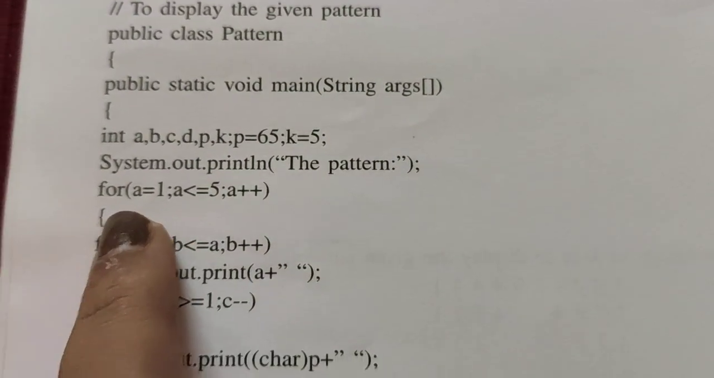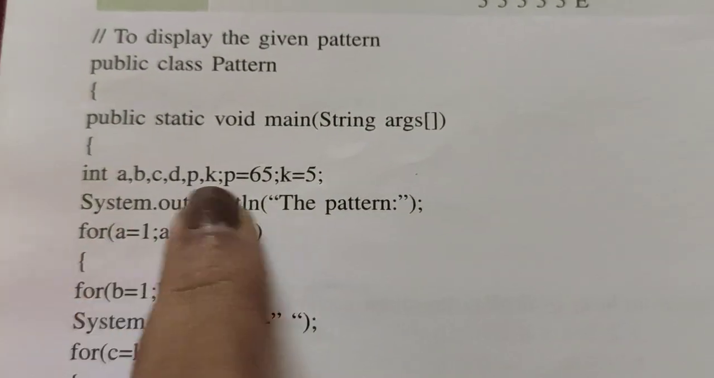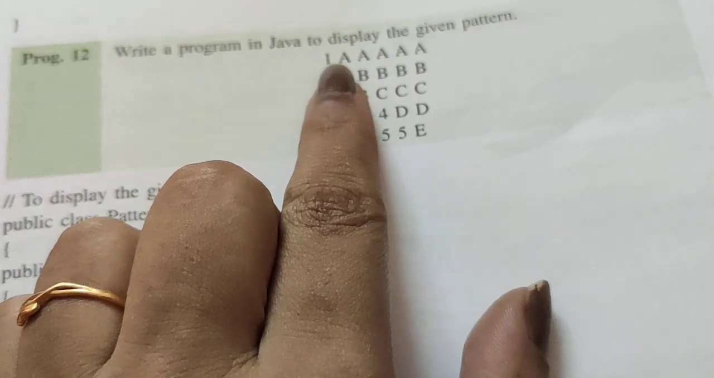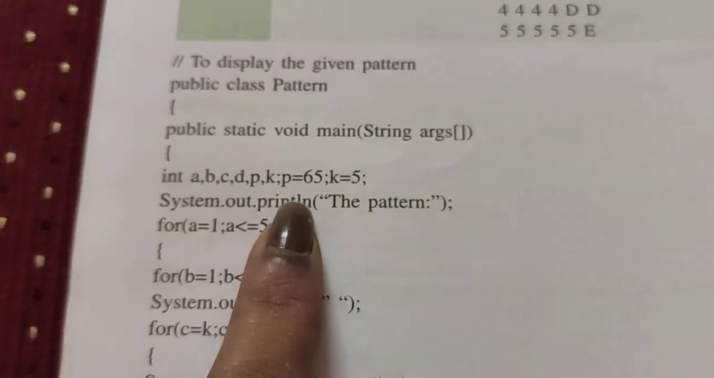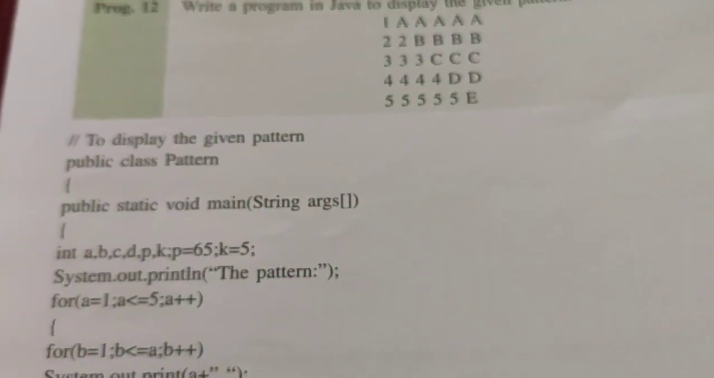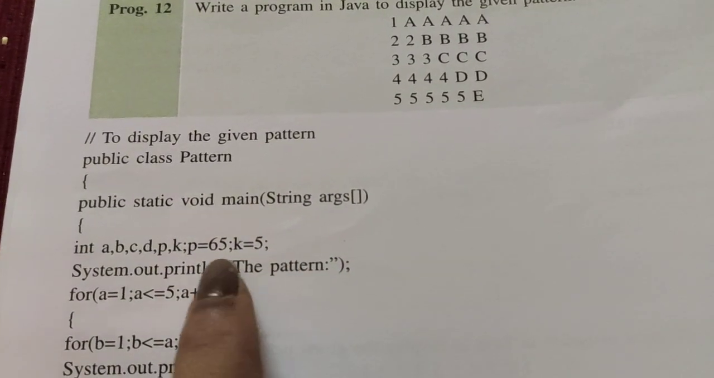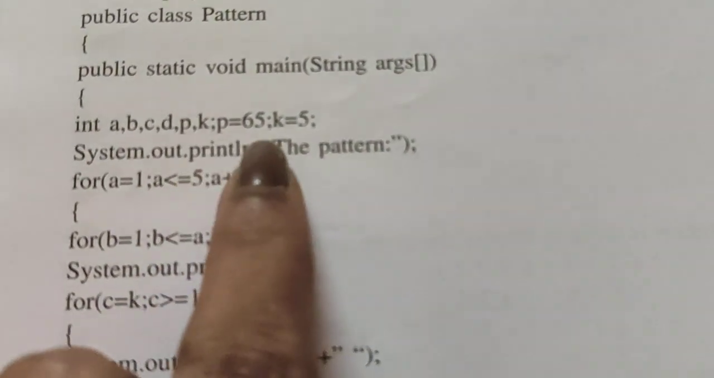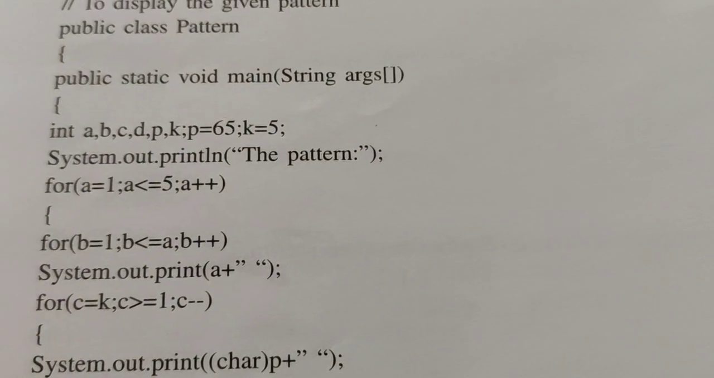Okay, so for a is equal to, before that, in the initialization part, see here p is equal to 65. The reason is we have the alphabet here, a b c, like that it is going on, so we have initialized p is equal to 65. 65 is the ASCII value of a. You all know it, right? ASCII value of a is p is equal to 65. That is the reason they have initialized p is equal to 65 here.